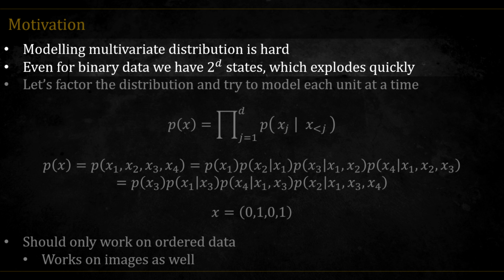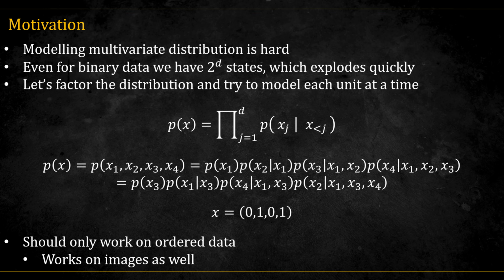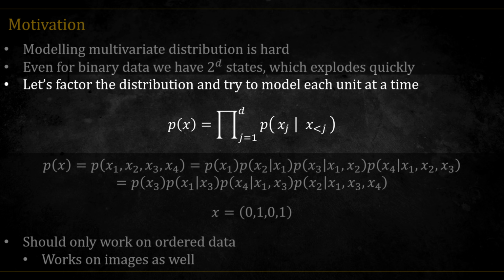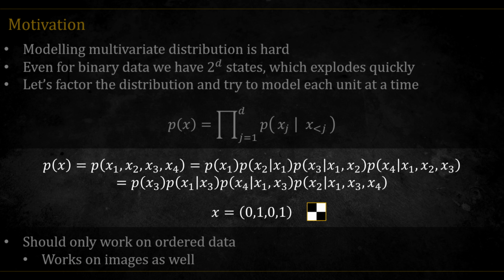Even if our data is a simple binary vector, we still have 2 to the power of d different possible states, and this explodes quickly as d grows. So one way to overcome this difficulty is to break down the problem into chunks we can handle. Let's use the chain rule of probability and factor the joint distribution into a product of conditionals and then handle each conditional separately. Here I give a 4D example.